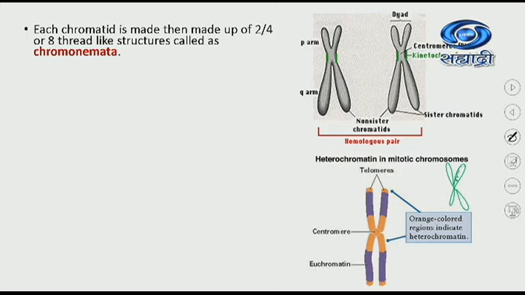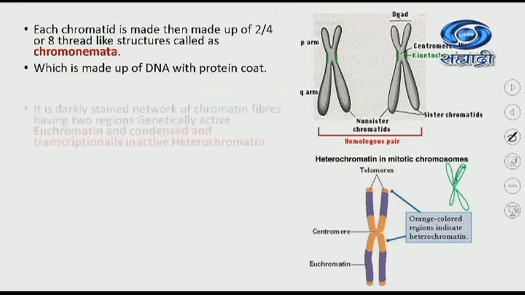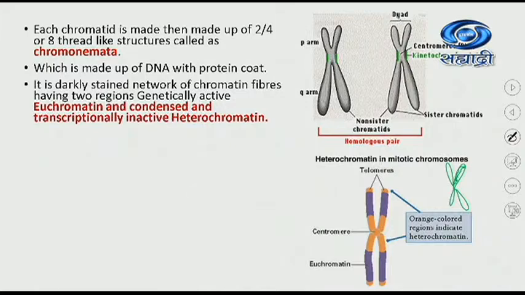This is internally again made up of coiled thread-like structures which are called chromonemata. What is the chromonemata made up of? We know the nucleosome structure. It is made up of DNA and a protein coat, histone proteins. It is a darkly stained network of chromatin fibers having two regions.